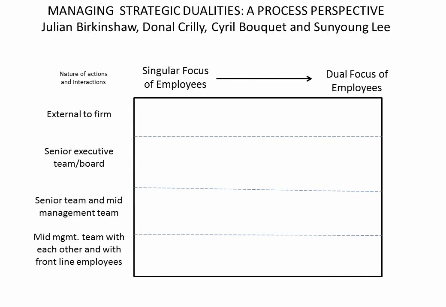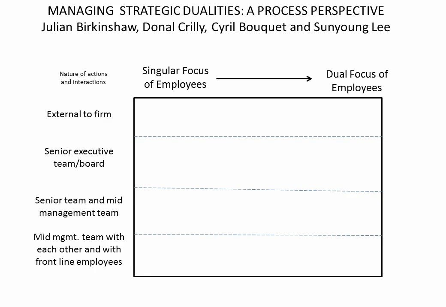This brief video provides an animated look at the main process figure from the paper. It basically offers two dimensions. One is the level of analysis within the organization, from the external environment at the top through senior executives, the senior and management teams, and then frontline employees, as you go vertically down through the organization. And then the horizontal axis looks at a singular focus on employees on the left side to the dual focus of employees on the right.